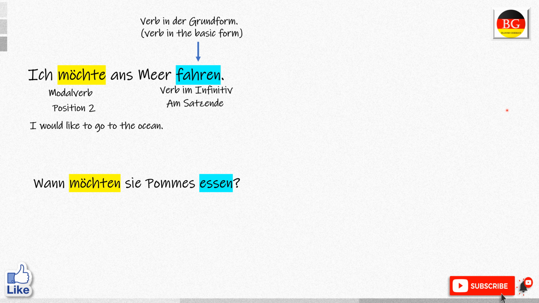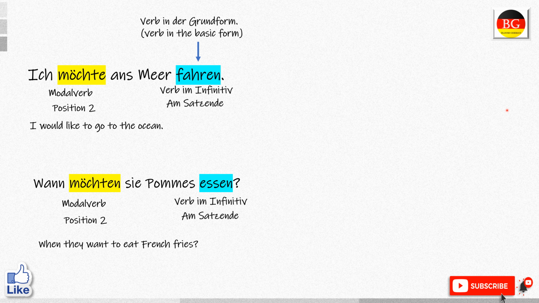Wann möchten Sie Pommes essen? Pommes means French fries. Okay, when do they want to eat French fries? So again the modal verb takes position two and the main verb comes at the end of a sentence. The Wh-word comes at the beginning of a question, that means it is a Wh-Frage. So the rule is: Wh-word plus modal verb in conjugated form plus subject plus object plus main verb in infinitive comes at the end of a sentence. So this is the rule for framing the Wh-Frage.